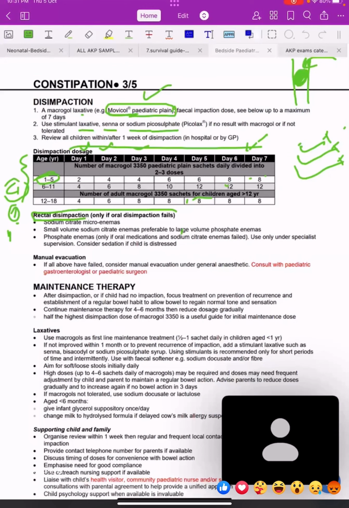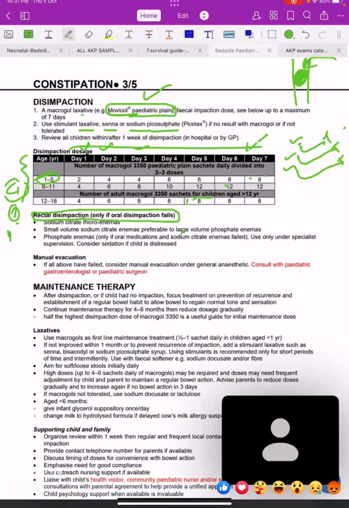Okay, so they say your first aim should be disimpaction by the oral route. You may use this one sachet; if it is not effective, the second one and the third one. If all these fail, then you should go for rectal disimpaction.